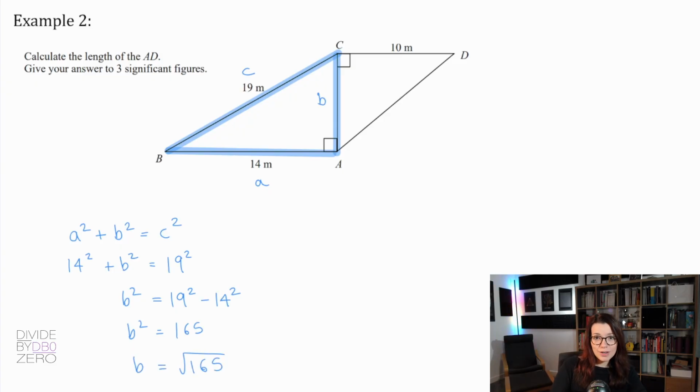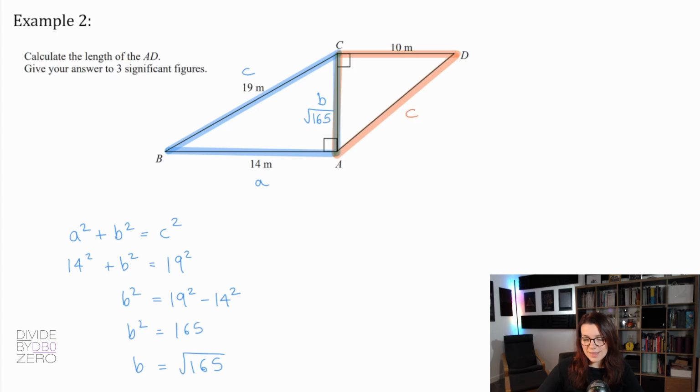Now, if you can, I'd recommend you get comfortable with writing the square root of numbers. These are also called surds, and it helps to keep our answer more accurate until the end when we can round. Now we know that on this blue triangle, b is root 165. We can then use that as part of the other triangle, so the orange one in this case.